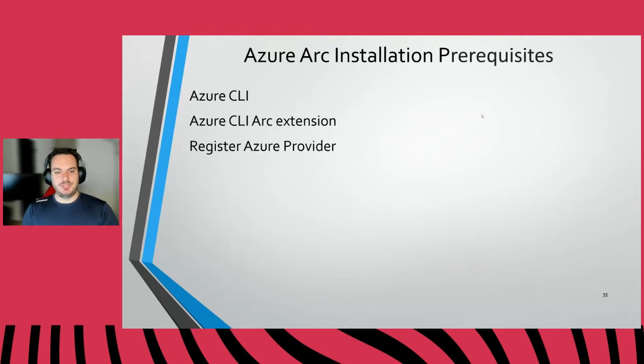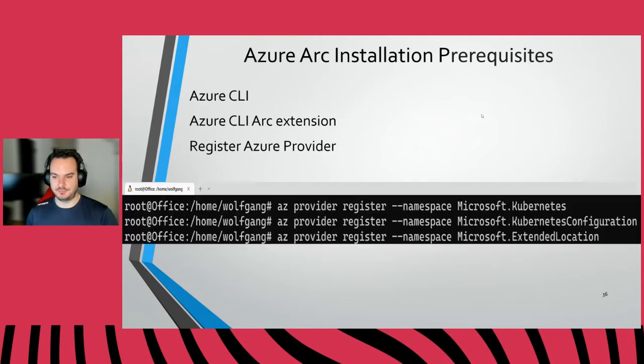Then we have to register a couple of Azure providers. These providers allow us to use certain REST APIs, especially the REST APIs we're going to use for the Azure Arc integration. And that's going to be the Microsoft Kubernetes configuration, and Microsoft Extended Location APIs.